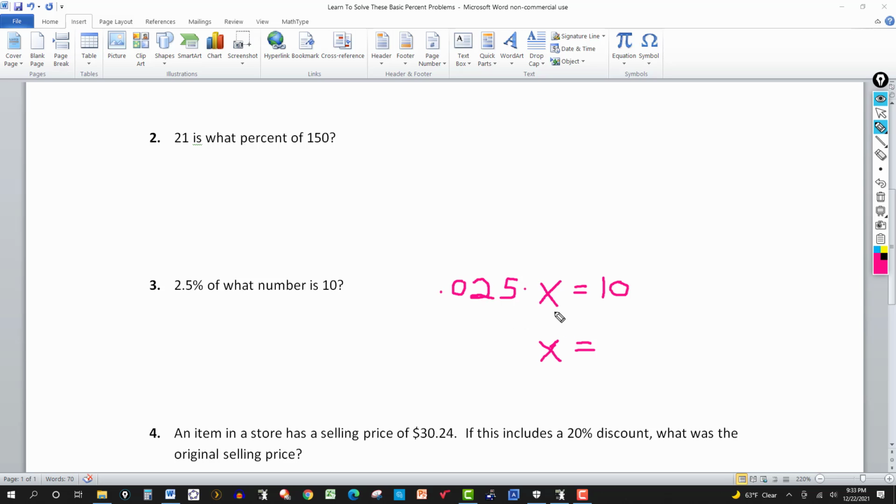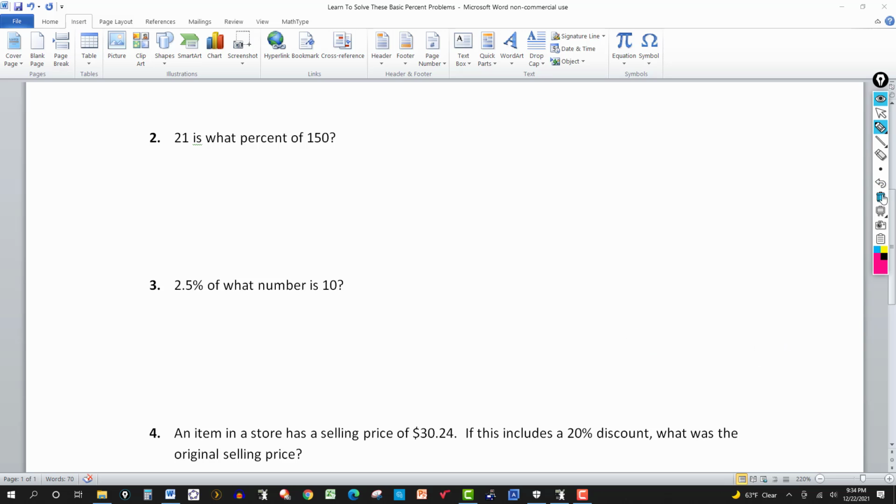So solve this equation for X. Divide both sides by 0.025. So this would actually give me X is equal to 10 divided by 0.025. Take your calculator and divide this out. 10 divided by 0.025 is 400. And that's your answer. And you can double check that, multiplying the 0.025 times the 400 will give you the 10.